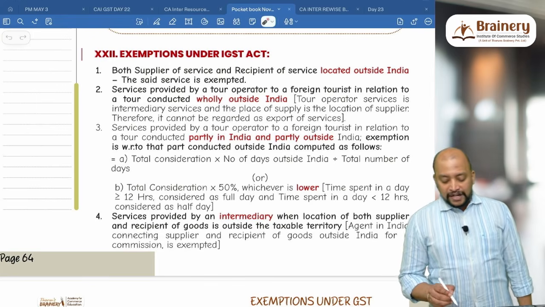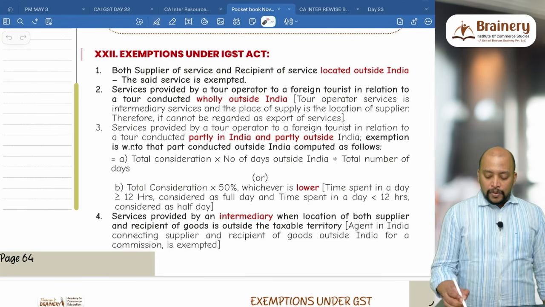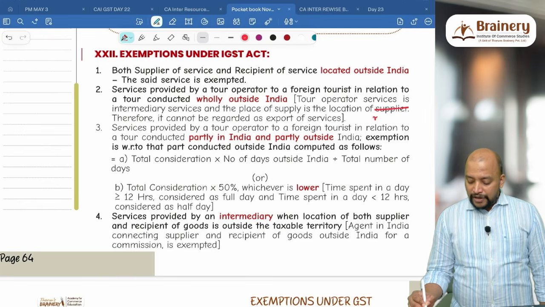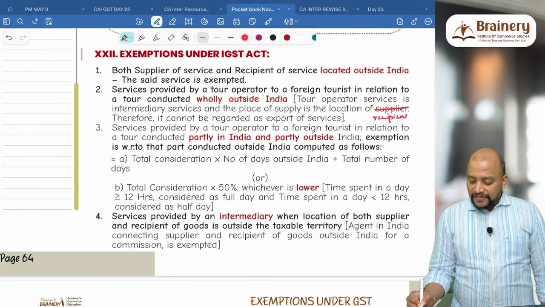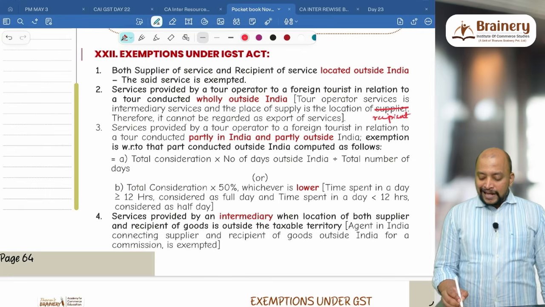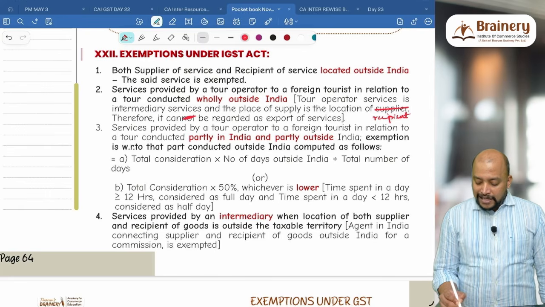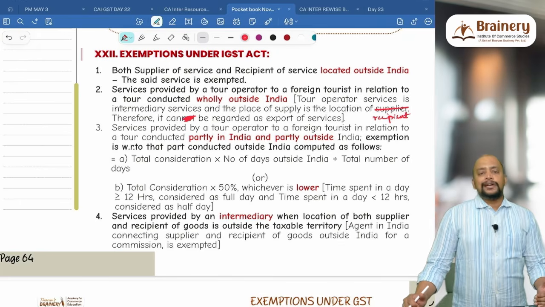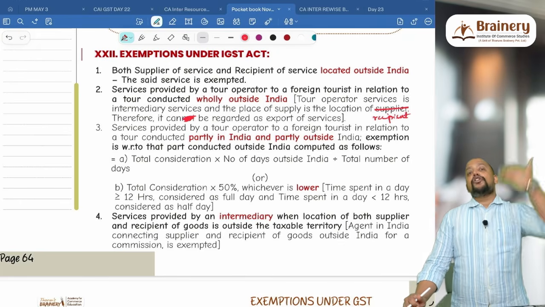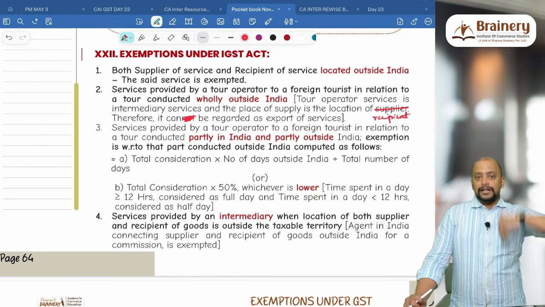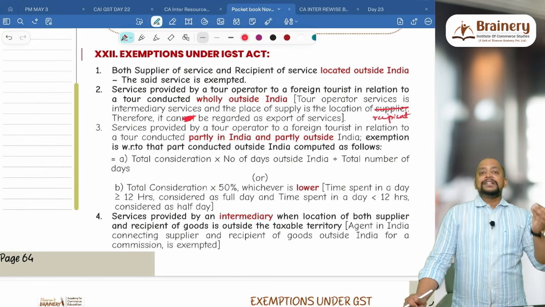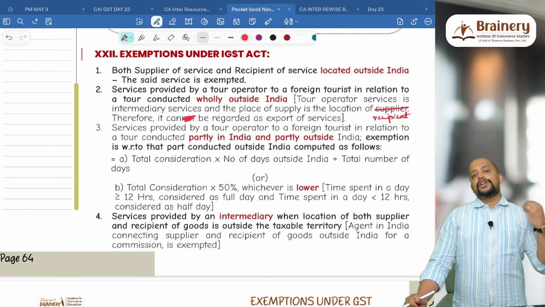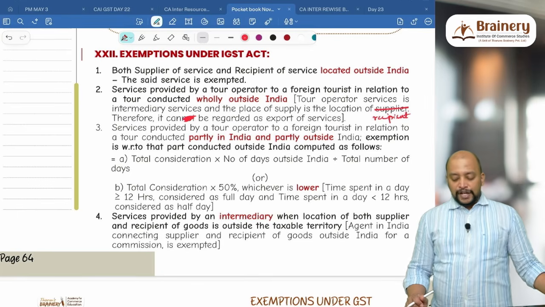So tour operator service is intermediary service, and now the place of supply changed. The place of supply is now location of recipient, and therefore it can be regarded as export of services, because there is an Indian tour operator who is providing tour operator service to a foreign person. Indian tour operator to a foreign national, means section 13. Intermediary service now general provisions. So location of recipient, so it will qualify for export of services.